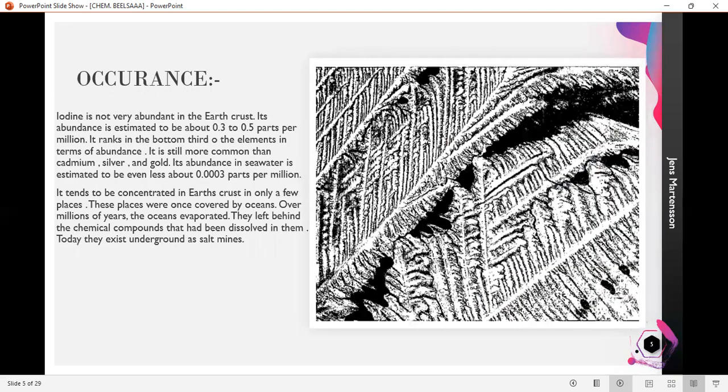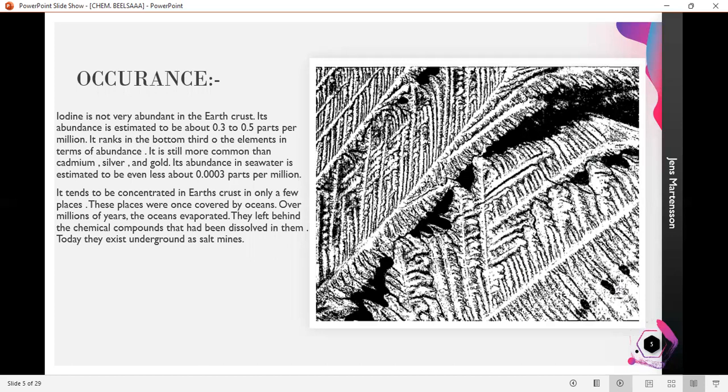Occurrence. Iodine is not very abundant in the Earth's crust. Its abundance is estimated to be about 0.3 to 0.5 parts per million. It ranks in the bottom third of the elements in terms of abundance. It is still more common than cadmium, silver, and gold. Its abundance in seawater is estimated to be even less, about 0.0003 parts per million.